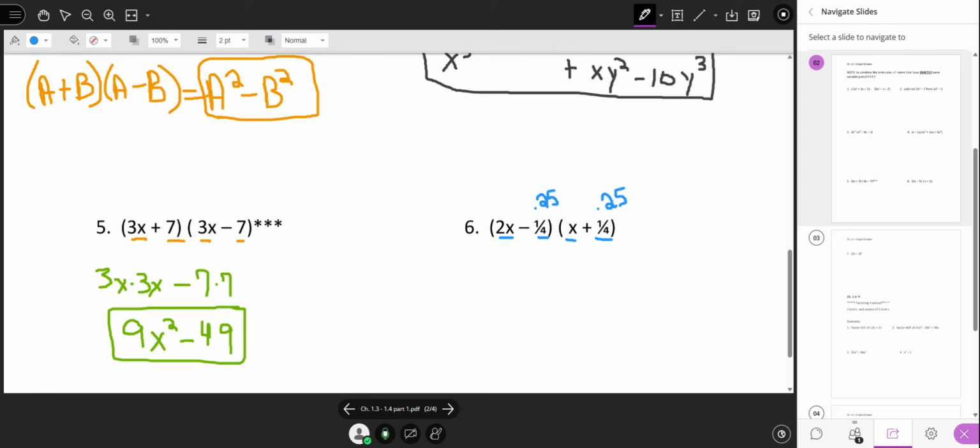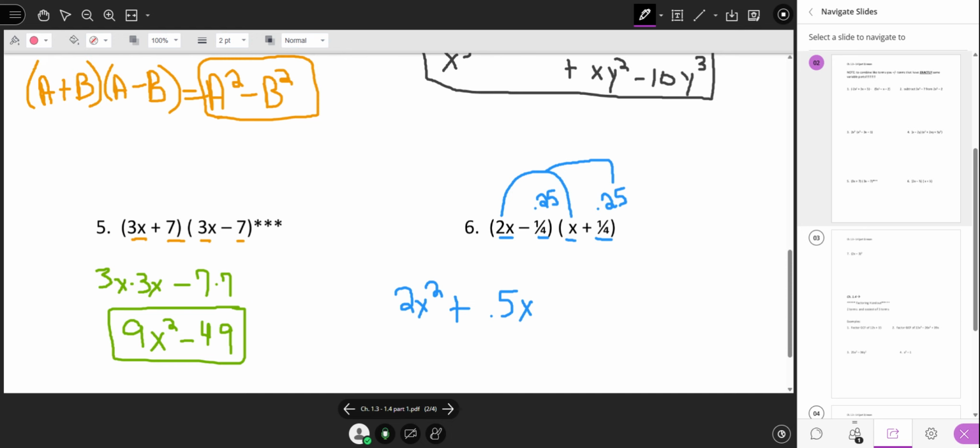So 2x times x, 2 times 1 is 2, x times x is x squared. Gotta FOIL. 2x times 0.25, and that's a plus. So 2 times 0.25 tells me 0.5, keep the x.